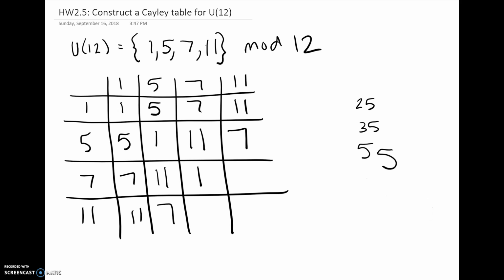So next, 7 times 11 gives us 77. 12 goes into 72, so we'll have a remainder of 5. Last one, 11 times 11, 121. We know 12 goes into 120, but that's too big. So let's see, it would go into, oh no, it's not too big, just kidding. So it goes into 120, so the remainder would be 1. So there it is. There's your Cayley table for U12.